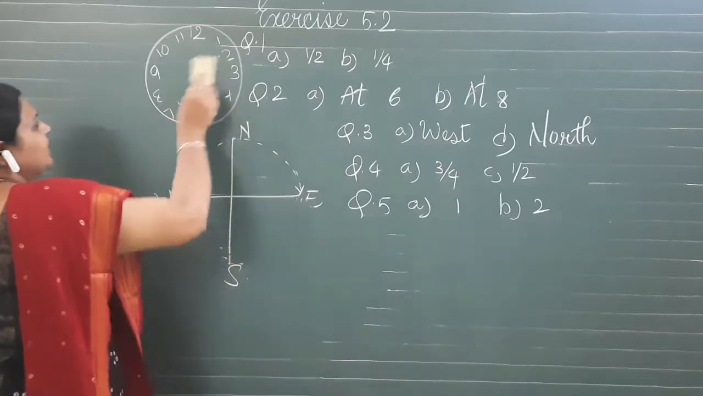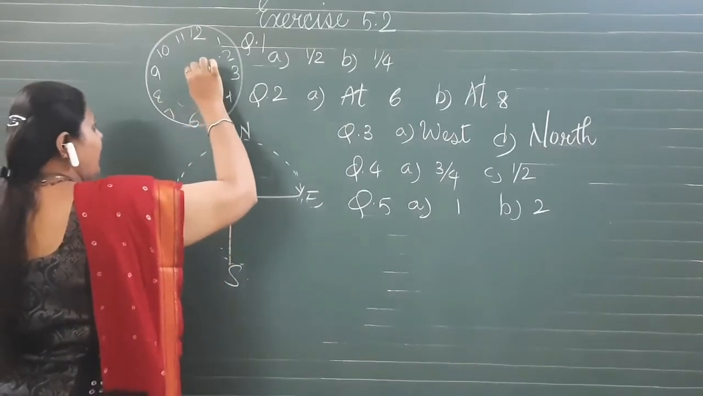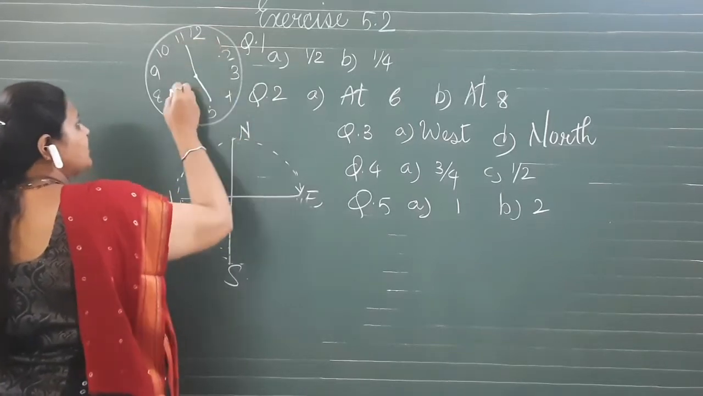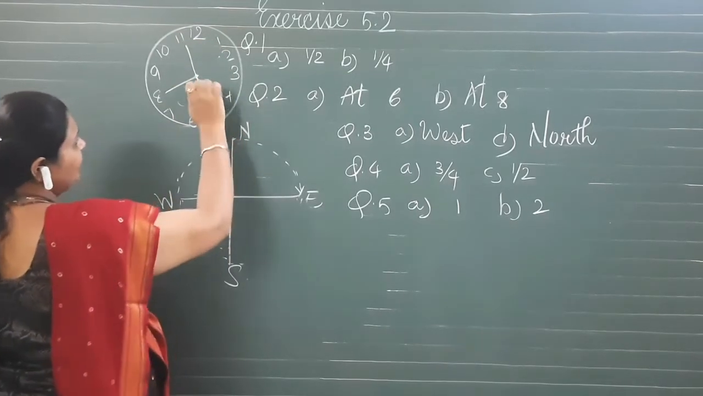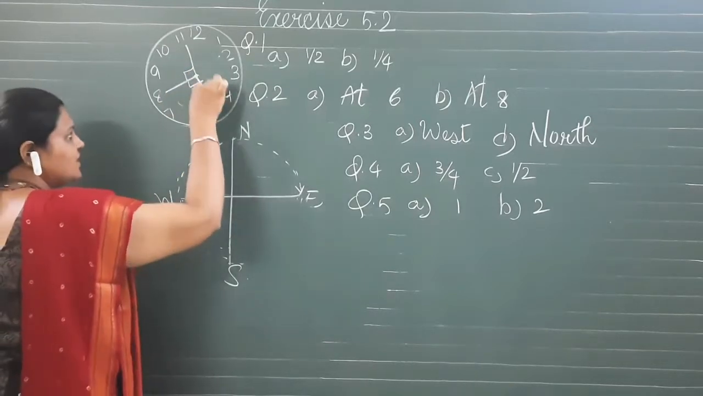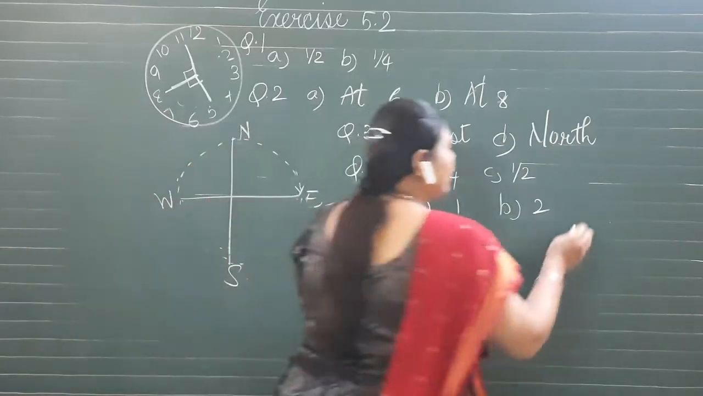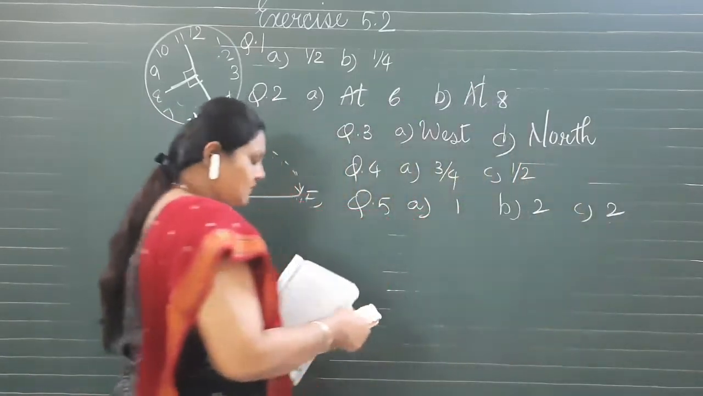C. 5 to 11. Now 5 to 11. Between this, 8 is there. So again 2 right angles can be formed. This is first, this is second. So we can say 2 right angles.